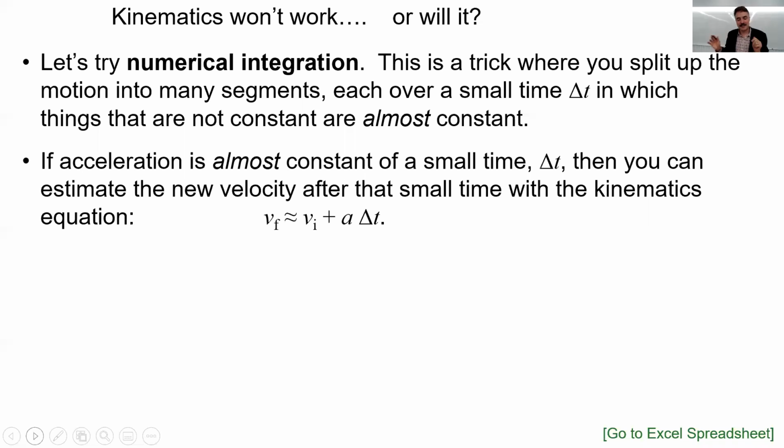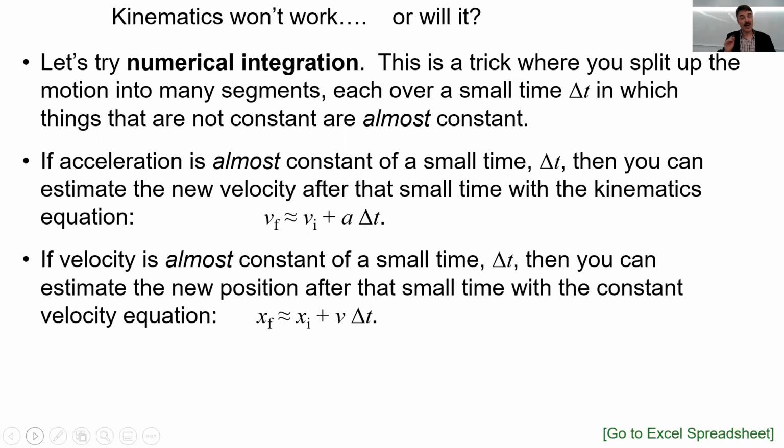So if the acceleration is almost constant over a small time delta t, like 1/100th of a second, then you can estimate an updated new velocity after that small time with just this kinematics equation. The new velocity equals the old velocity plus a times delta t. And if the velocity is almost constant over delta t, then you can update the position as well. The new position is the old position plus v times delta t.